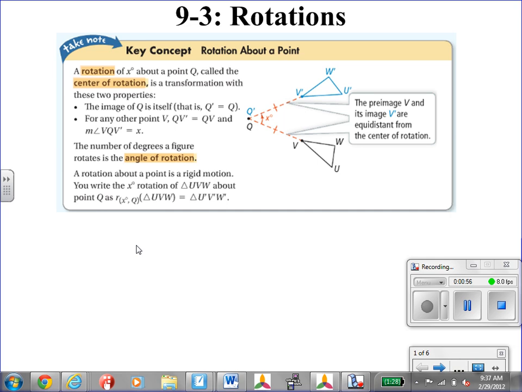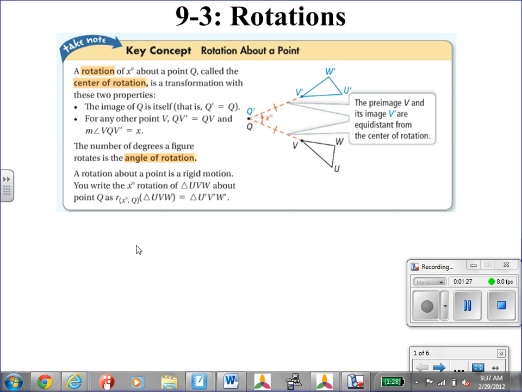Okay? Around a point. And the second part says for any other point V, then the line QV prime would be equal to the line QV. And you can see that here. The distance from the center of rotation is going to be the same. Okay? From your pre-image point to your new image point, the distance from the center of rotation will stay the same. Got it. At the bottom there, it says the number of degrees a figure rotates is called an angle of rotation. That should be pretty easy.